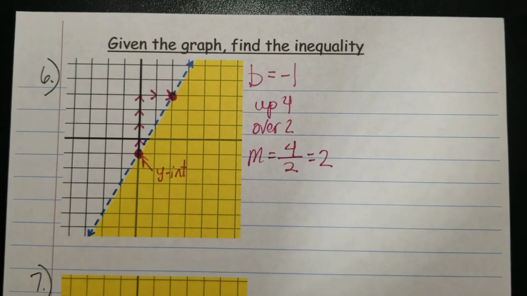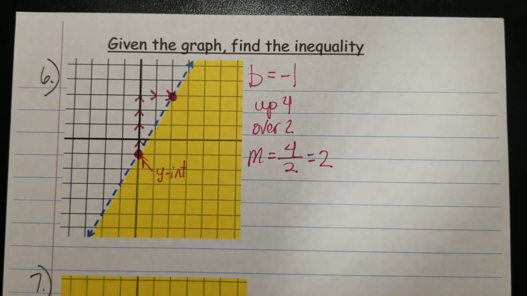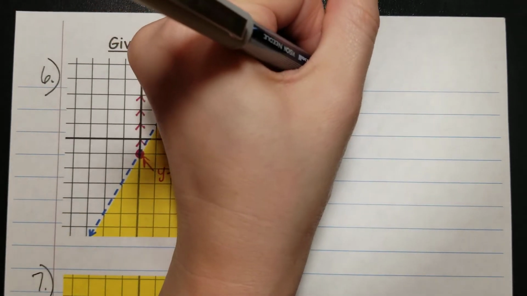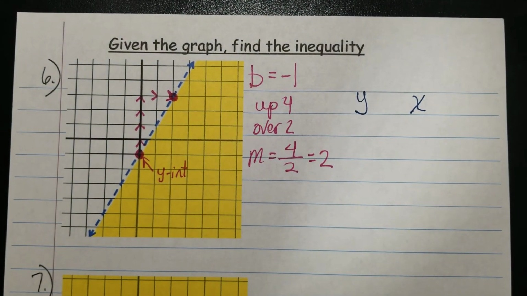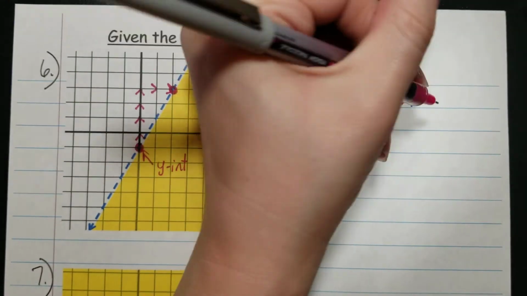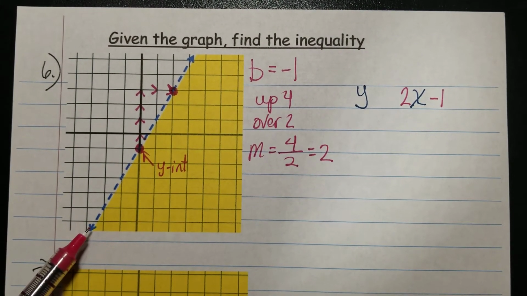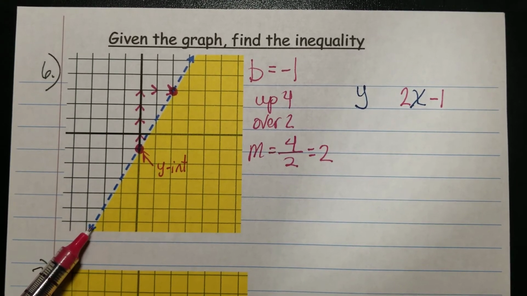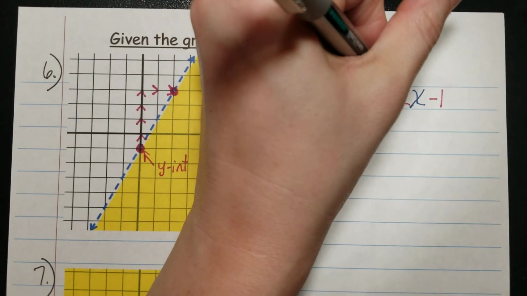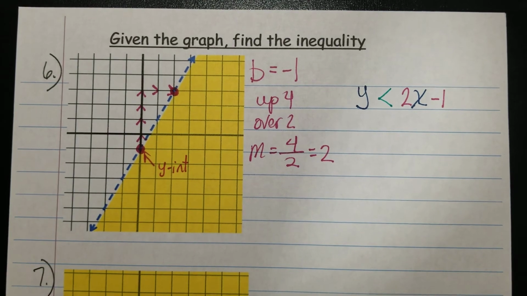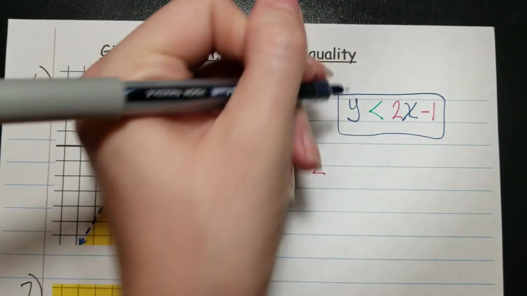So m is 2. Then I just want to plug that into my y equals mx plus b, except this time it's not equals, it's an inequality. So it's going to be 2x minus 1. Now this is a dashed line, so it's not going to be or equal to, and the shading is below the line, so that's going to be less than, but not equal to. So y is less than 2x minus 1 would be my answer.